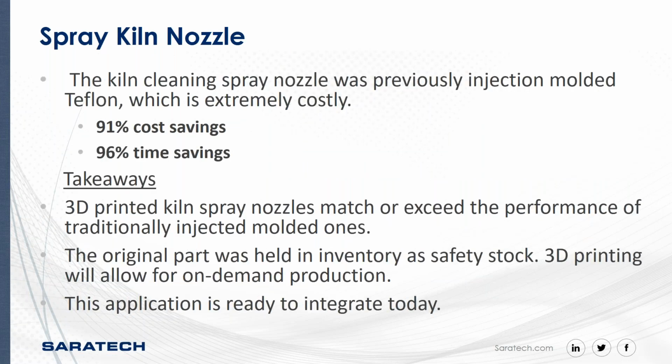The last one here is a spray kiln nozzle. This one was previously injection molded with Teflon, and if anyone knows about that process, it's extremely costly. They were able to migrate over to 3D printing for this and save about 91% on their cost and 96% on their time. In this case, some of the takeaways again are that the kiln spray nozzle exceeded the performance of the traditionally injection molded ones. The original part was held in inventory as safety stock, so now they can use 3D printing, which allows for on-demand production. And again, this application is ready to integrate today.